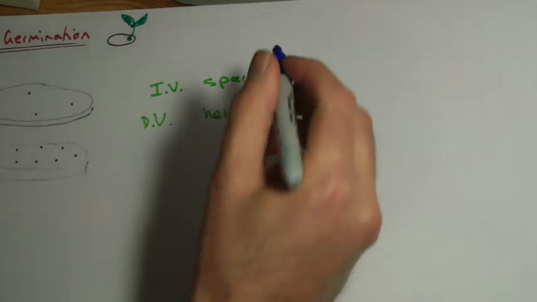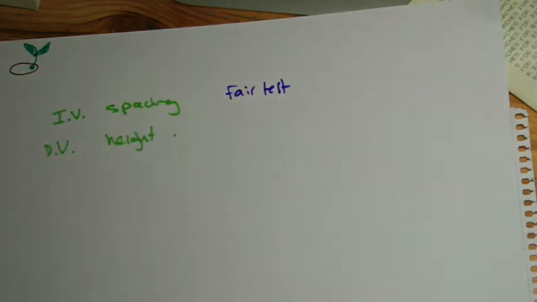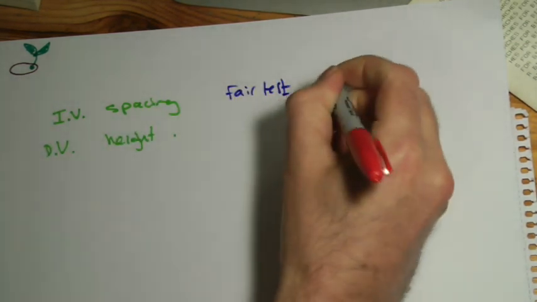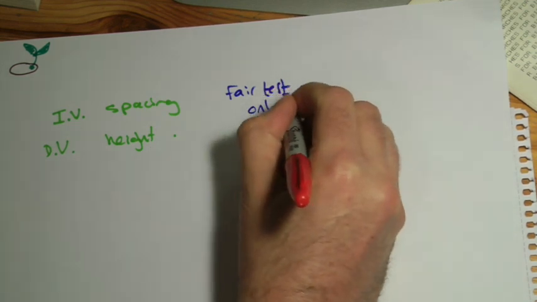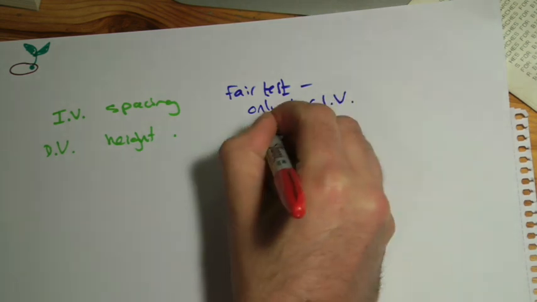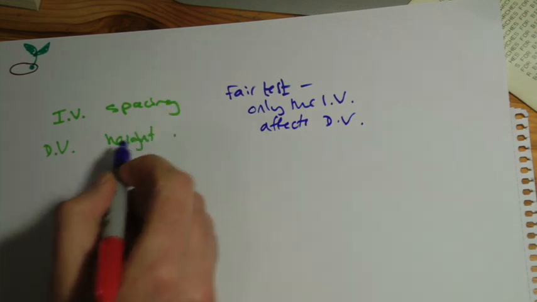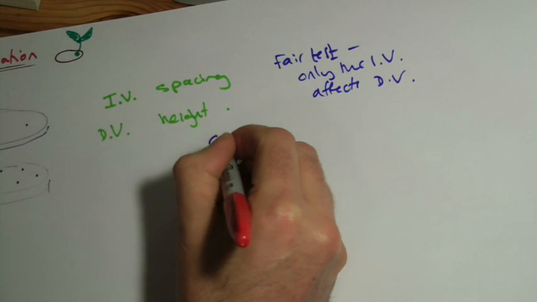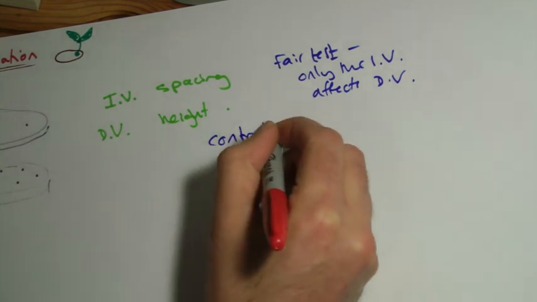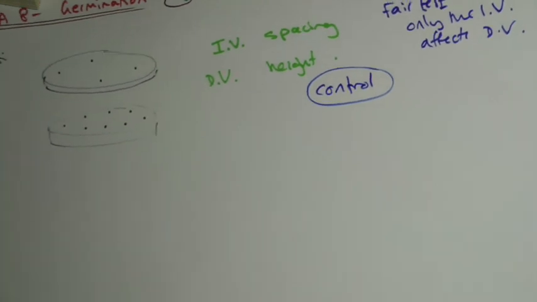Remembering that although we don't really use this term fair test, certainly I wouldn't recommend using it on an exam, what a fair test means is only the independent variable affects the dependent variable. So only the effect of spacing affects the height. What that means in practice is we're going to have to control every other possible variable as far as possible, and we'll see in a moment that we won't necessarily be able to do that.